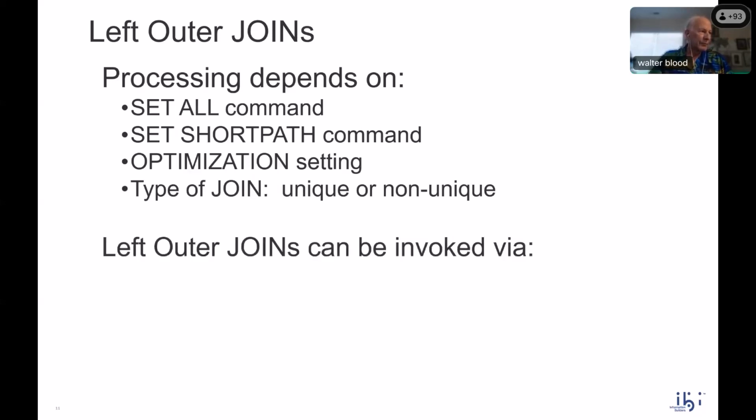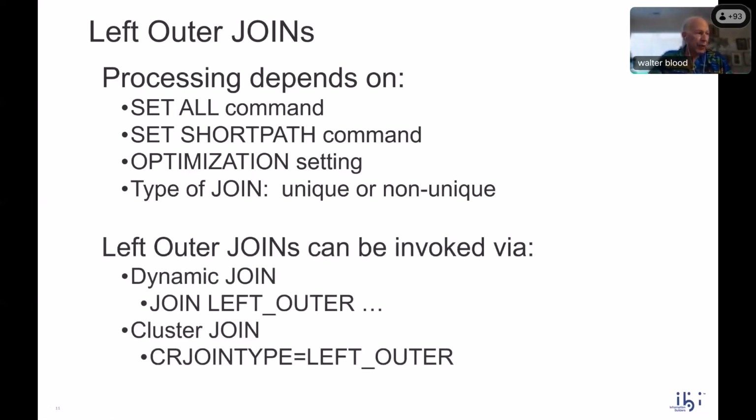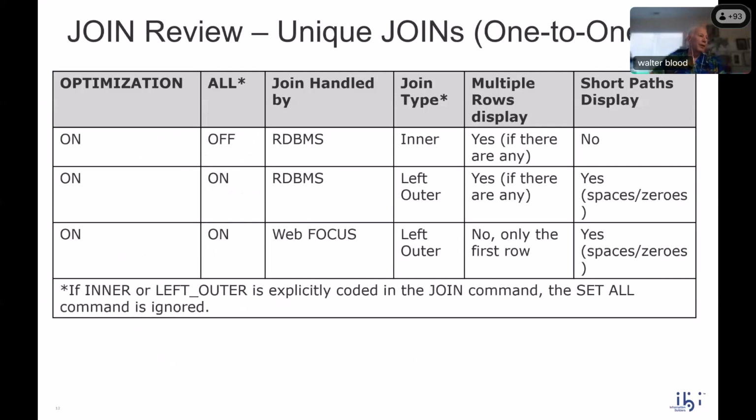Now, for this type of join, this can be unique or non-unique. Doesn't make any difference. Left outer joins are going to be automatically kicked in if you specifically ask for it, JOIN LEFT_OUTER, or if in your cluster join the CR join type is left outer. Under those circumstances, you're going to get a left outer join, regardless of what the settings are. Just to show you, just a review in terms of the unique joins.